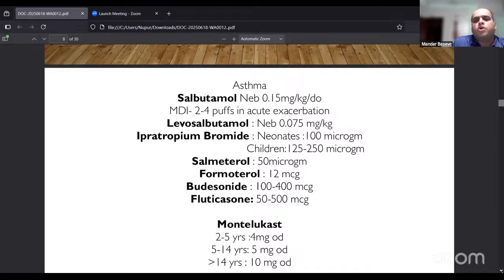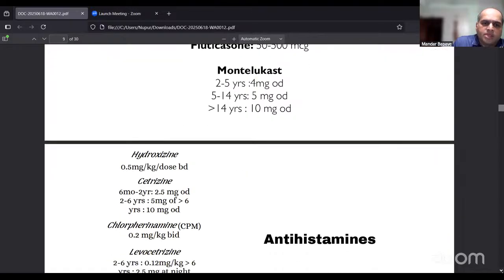Then there is leukotriene antagonist, which is montelukast, and it is used along with the inhalation therapy. The doses are, between 2 to 5 years, or sometimes we can give more than 6 months, 4 milligram once in a day, usually given in the evening. The dose is 5 milligram in the evening from 5 to 14 years, while in more than 14 years, the same adult dose, we give 10 milligram once in a day.